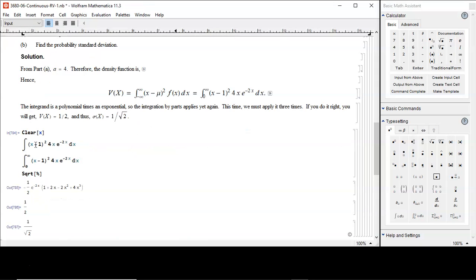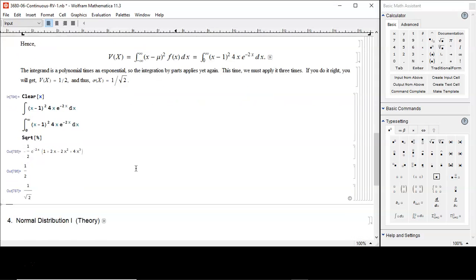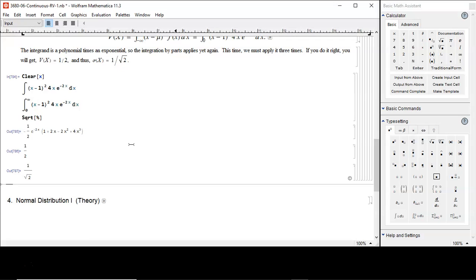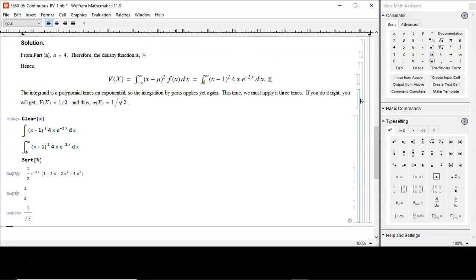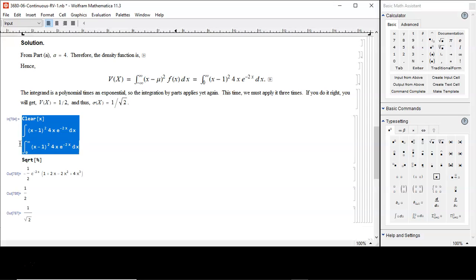So if you want the definite integral down here, the indefinite integral up here, it turns out this is the antiderivative function. Now, by the way, this percent notation is the previous result. So this is the variance. So we get a variance of 1/2. And square root of percent, so square root of the previous expression. So that's the standard deviation.